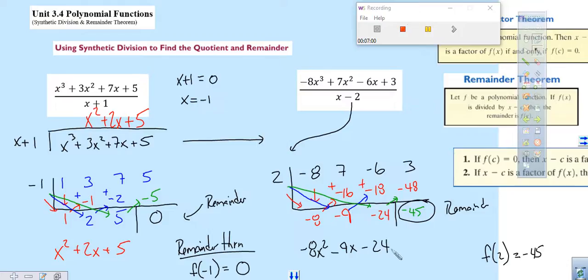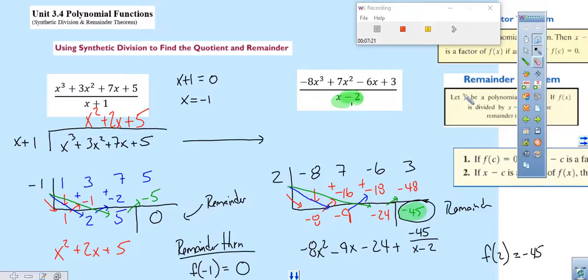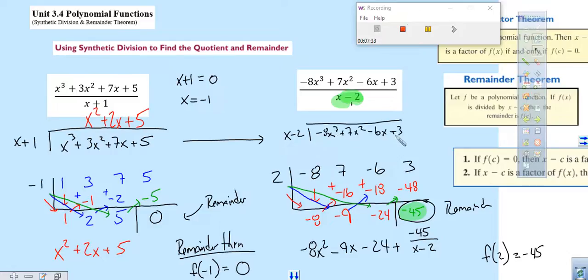I have to write the remainder in. So we say plus, and we put the remainder over what we originally divided by. So remember that if we went back and wrote this out as negative 8x cubed plus 7x squared minus 6x plus 3, what we're saying is that we've got our polynomial, negative 8x squared minus 9x minus 24 plus this remainder.